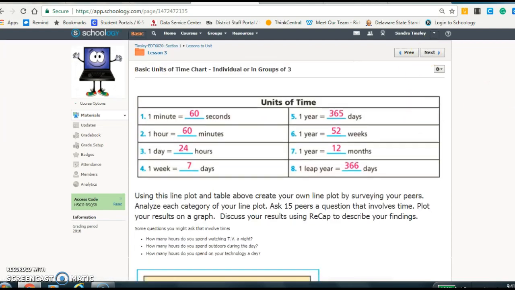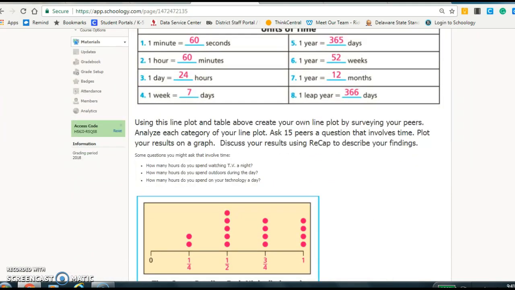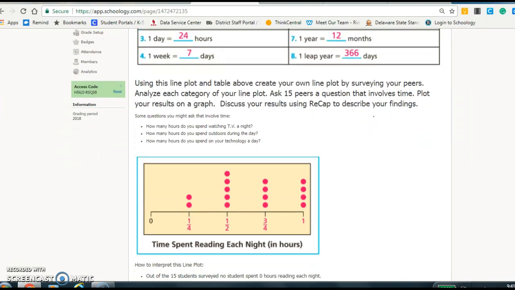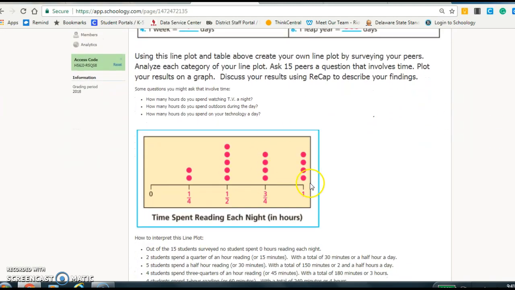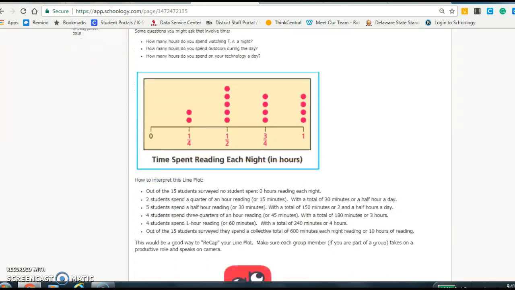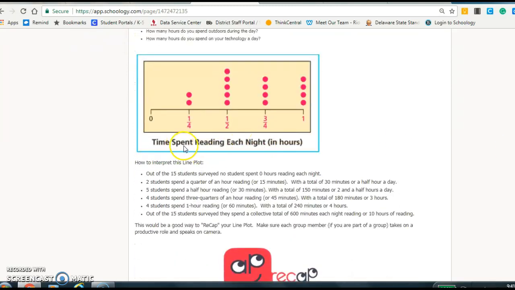After they do that, they will do individually or in a group of 3 a line plot, and I give an example of a line plot. I give them ideas of what their line plot question could be, and then I explain how mine, time spent reading each night in hours, how to interpret it, and what they're going to say on the recap.